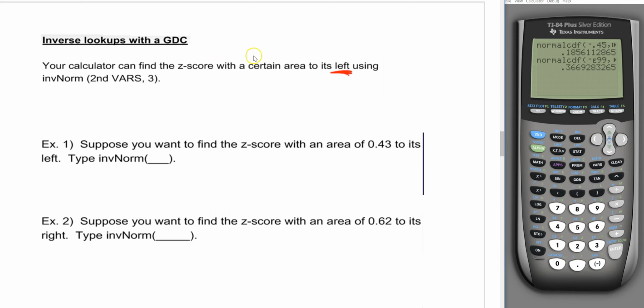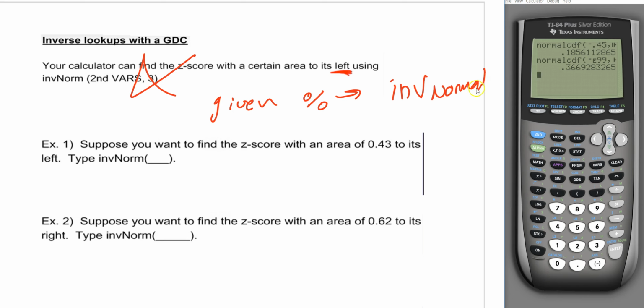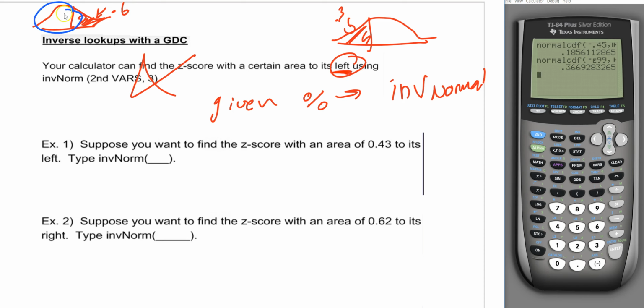I could do the same thing when I'm going backwards, right? So in this case, if they give you a percentage, then they want you to do invert normal. The key thing though is that it has to be on the left-hand side, right? So if I give you this, and I say, oh, this percentage here is 0.3, then we're good. But if I give you this, and I say, hey, this percentage is 0.6, you gotta use the opposite side. It has to be the left side. You gotta go here and go, oh, that's 0.4. So that's the key.